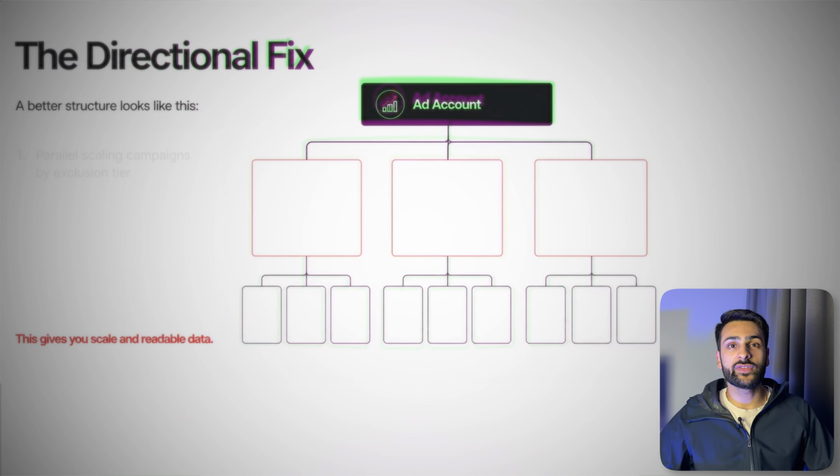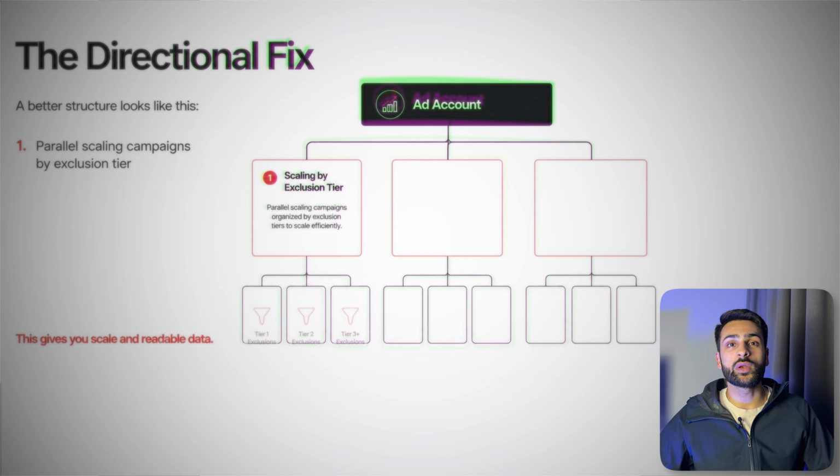So if you roll all three of those problems into one picture, here's the directional fix. First, parallel scaling campaigns at tiered exclusion levels. One with no exclusions, one with warm exclusions where you're just cutting out recent purchases, and one with harsh exclusions where you're pulling out past purchases, website visitors, and your email list as well. Run them in parallel and watch them against each other. Use first click from Triple Whale or Emotive to see which tier is doing which job in your funnel. That's not optional at scale, that's your core read.